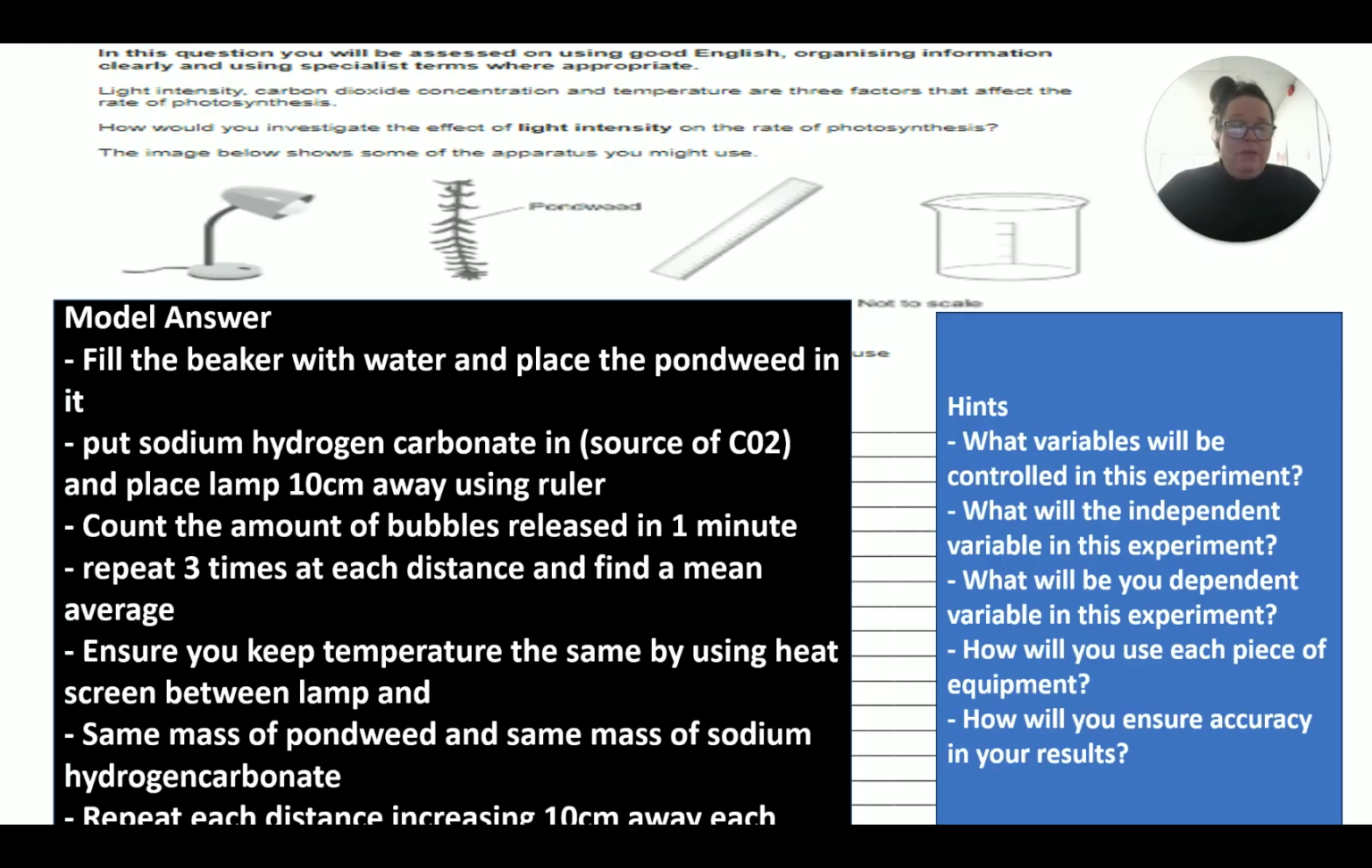Now we're going to go into the control variables. Ensure you keep the temperature the same by using a heat screen between the lamp and the pondweed. I think I've missed a word there. We're going to use the same mass of pondweed, the same mass of sodium hydrogen carbonate if you're using it, and then repeat the whole thing a further 10 centimetres away. So with that, you can get 6 marks easily.